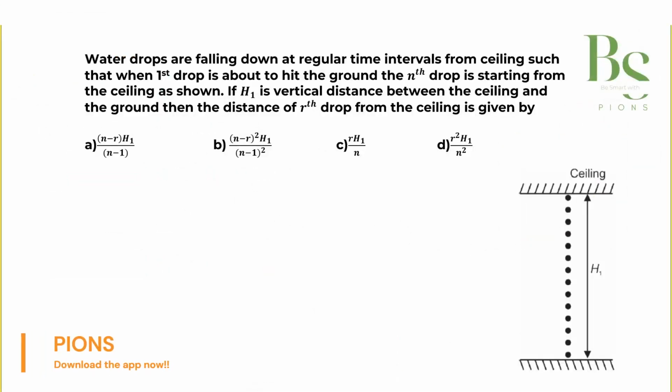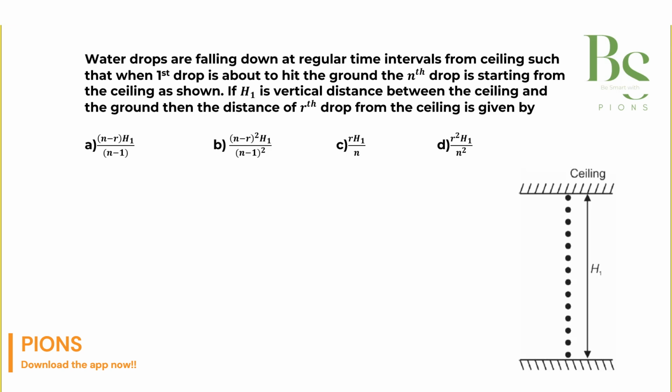Water drops are falling down at regular time intervals from a ceiling such that when the first drop is about to hit the ground, the nth drop is starting from the ceiling as shown. If h1 is the vertical distance between the ceiling and the ground, then the distance of the rth drop from the ceiling is given by how much?